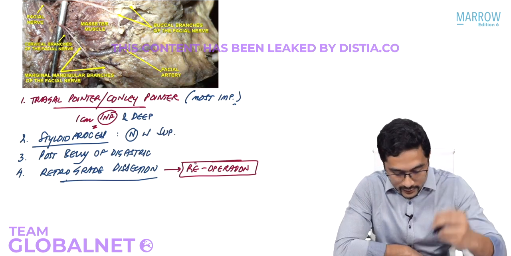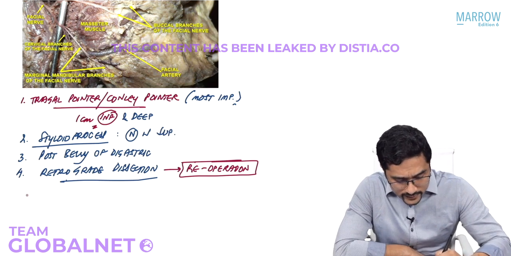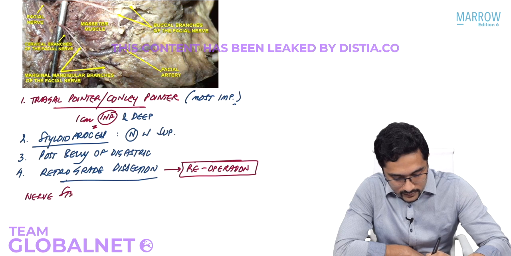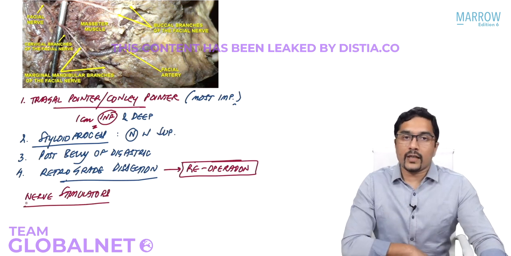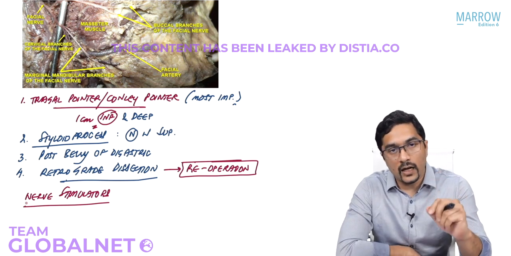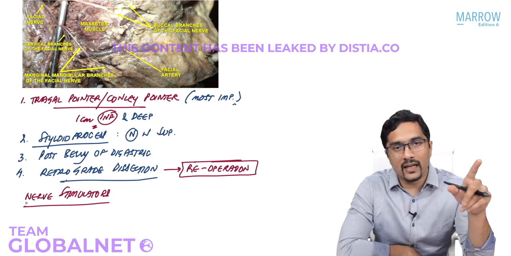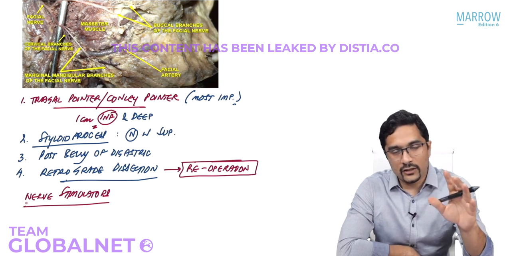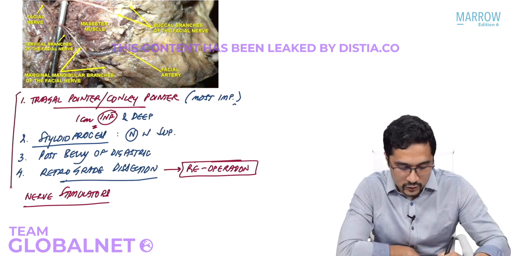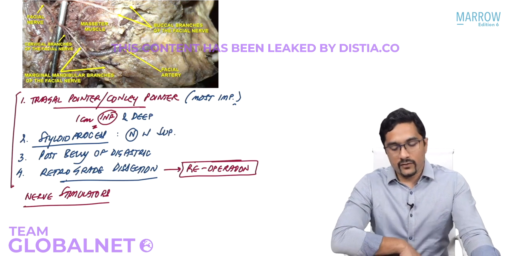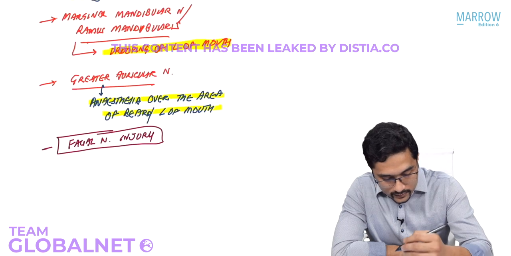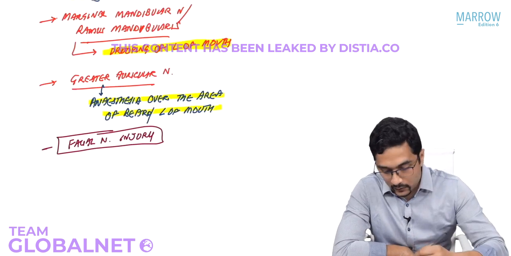Also these days, nerve stimulators and nerve monitors are being used during surgery to identify the trunk, but there should not be an over-reliance on these stimulators and nerve monitors. One should know these pointers and should be able to clinically identify the nerve trunk during surgery, right? So facial nerve injury can also be there.